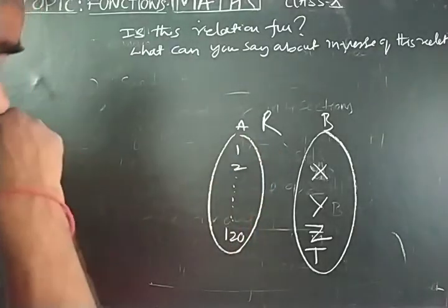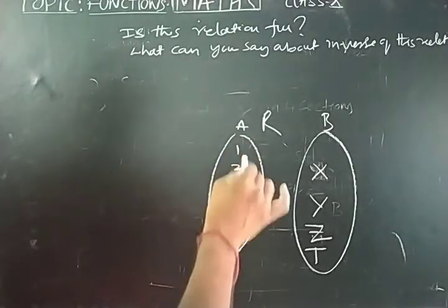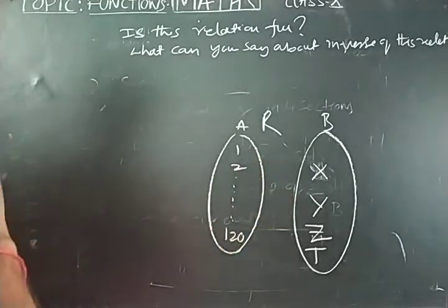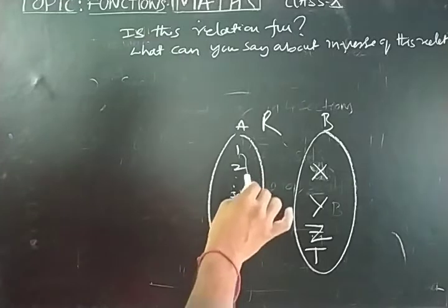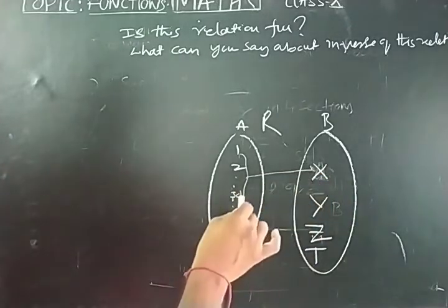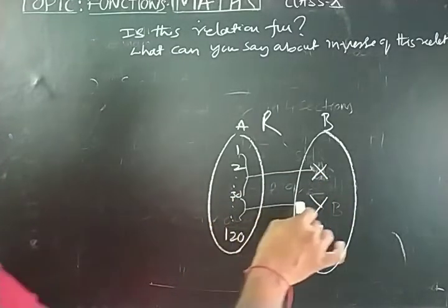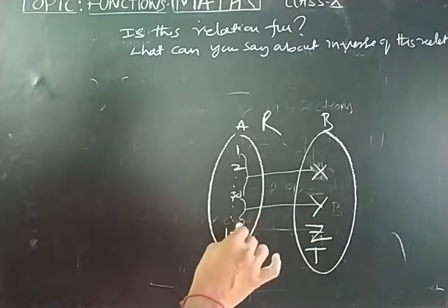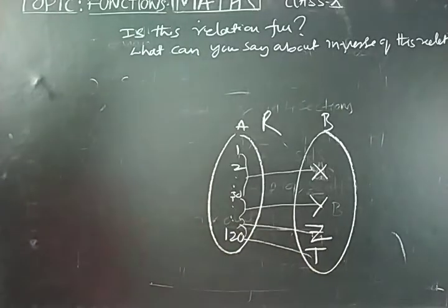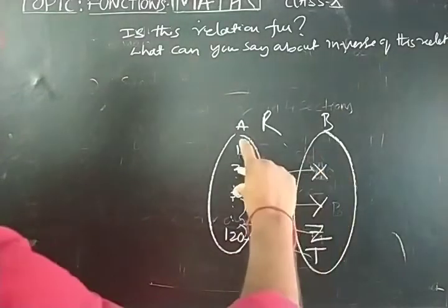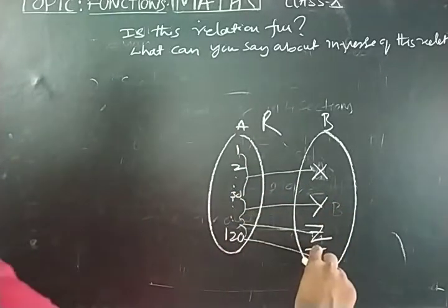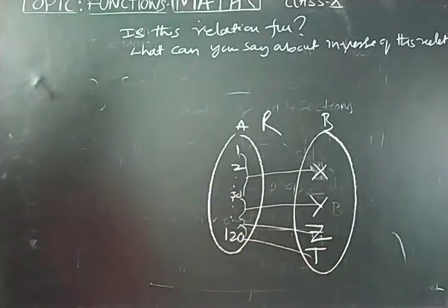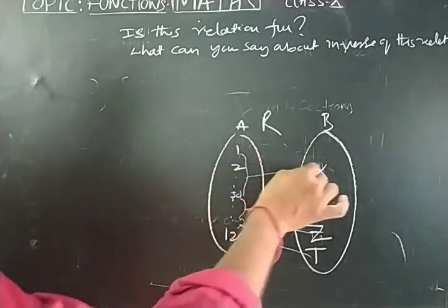See, how is it related in this relation? Suppose students 1 to 30 belong to the first section X, 30 to 60 belong to Y, 60 to 90 belong to Z, and 90 to 120 belong to T. So section X contains 30 students, Y contains 30, Z contains 30, and T contains 30 students, and each student has one image.